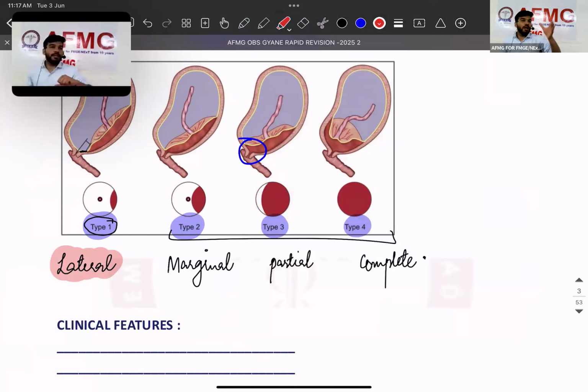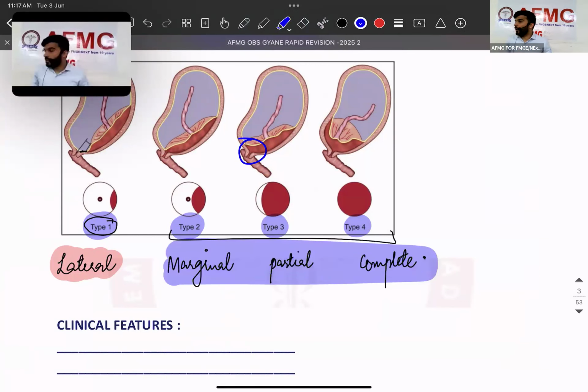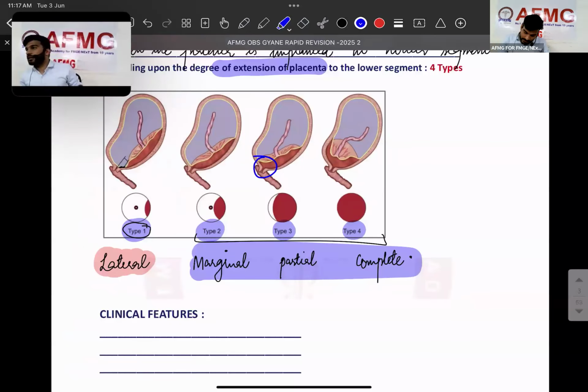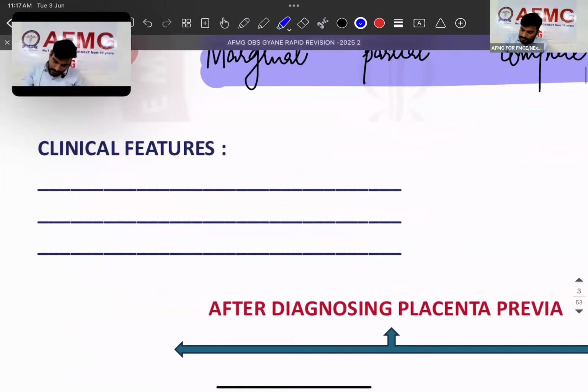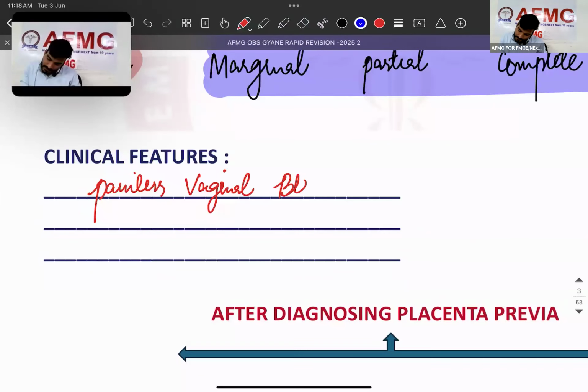What is low lying placenta? 2 centimeter away from the internal os. And marginal, partial, and complete are called placenta previa. Is that clear? Yes. Now you will tell me by yourself what the clinical features are. What are the clinical features? Very good. So the first one is going to be painless vaginal bleeding.